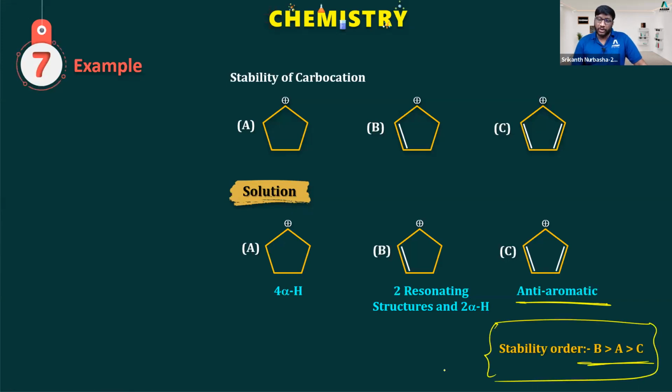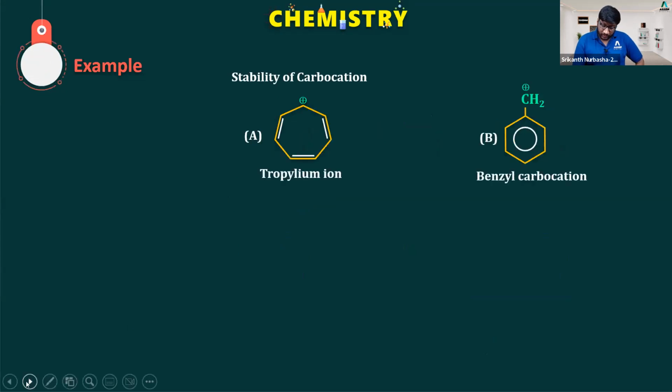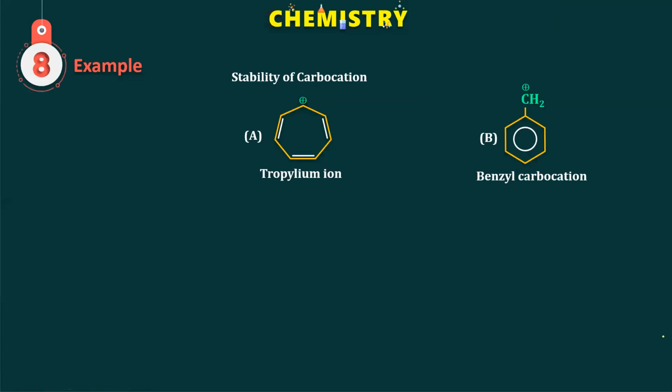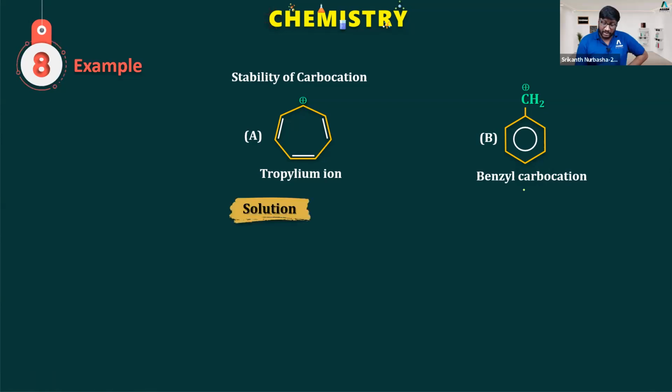Very good. Understood now? You have to think of aromaticity, anti-aromaticity also. Whenever there is an anti-aromatic structure, because of anti-aromatic nature, that will be highly unstable. So B greater than A, then A greater than C. Try to compare this example I have given in the last class. If you remember, troponium ion and benzyl carbocation, which is more stable? Troponium. Why? Because troponium is actually having resonance and aromatic nature with the involvement of positive charge. Whereas in benzyl carbocation, we have normal resonating structures.